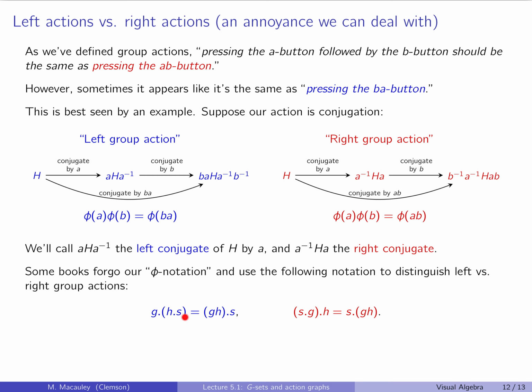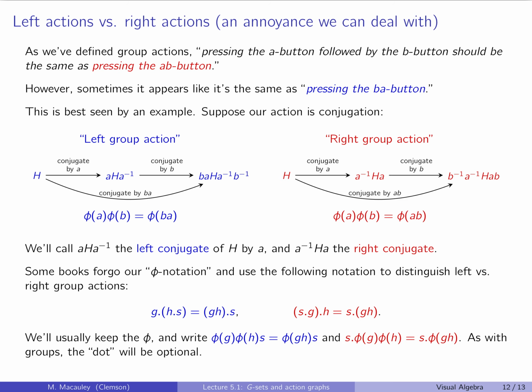So think of this as starting with S, pressing the H button, and the G button is the same as pressing the GH button. And then over here, pressing the G button and the H button is the same as pressing the H button and then the G button. We will usually keep the phi, and we'll write things like phi of G, phi of H, S equals phi of GH, S instead of this, and S dot, or times, phi of G, phi of H is S dot phi of HG. And these dots are optional, but they're nice to include.